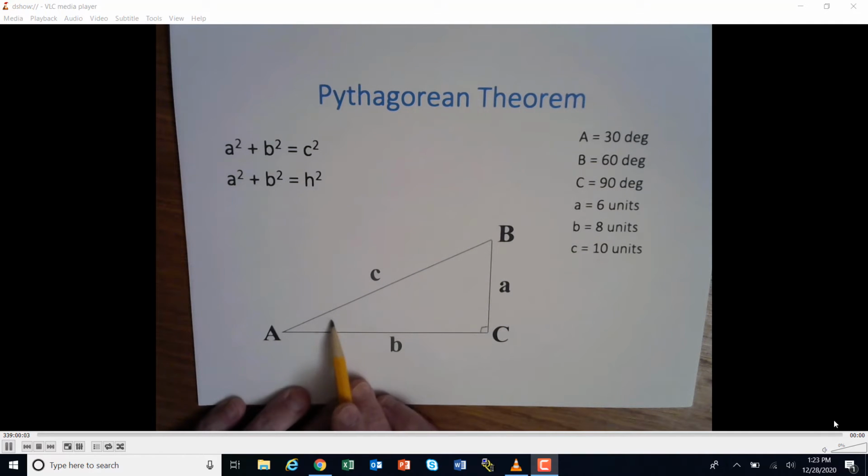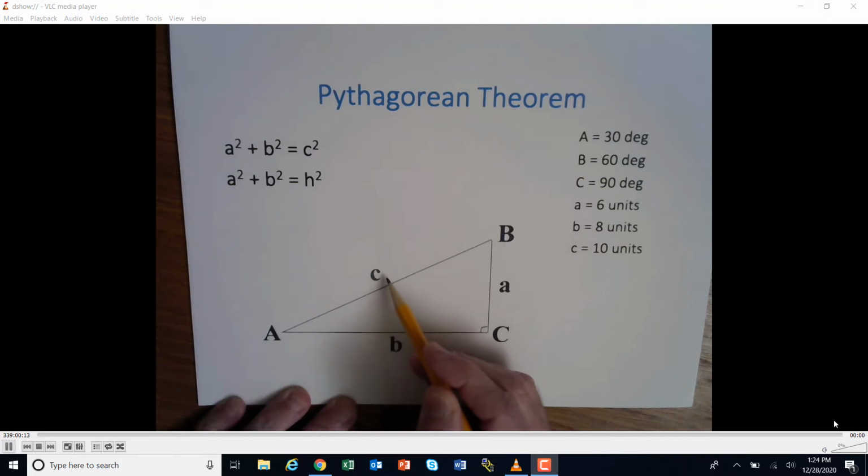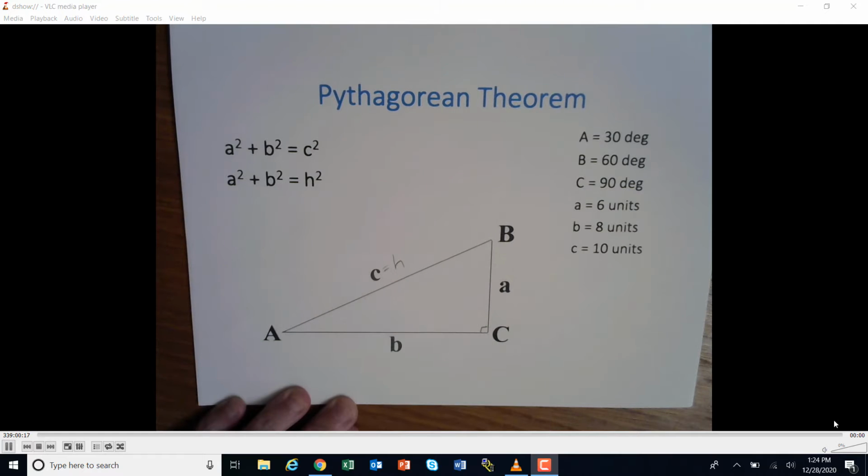And the opposite side is side A. The opposite side to angle B is side B. And the opposite side to the right angle here, C, is C or H. This is also considered the hypotenuse, all right?